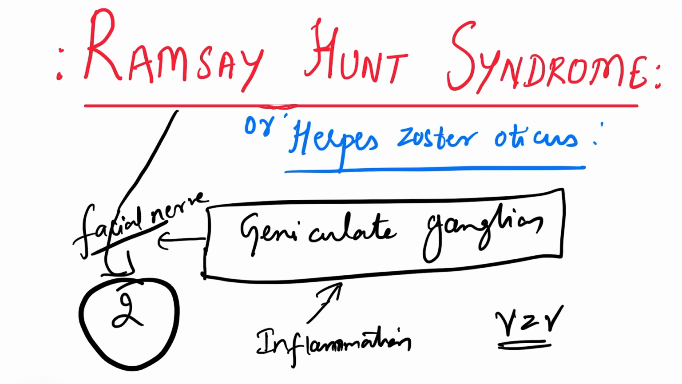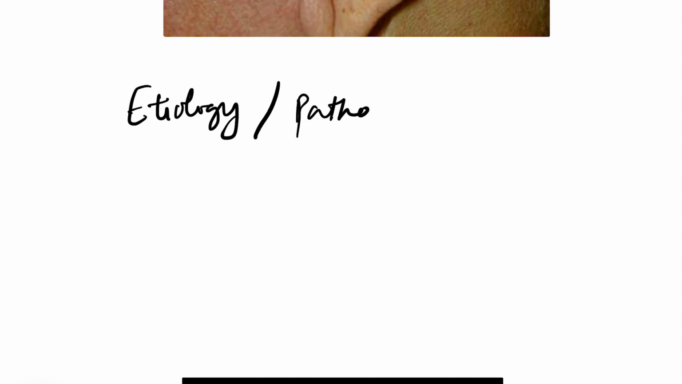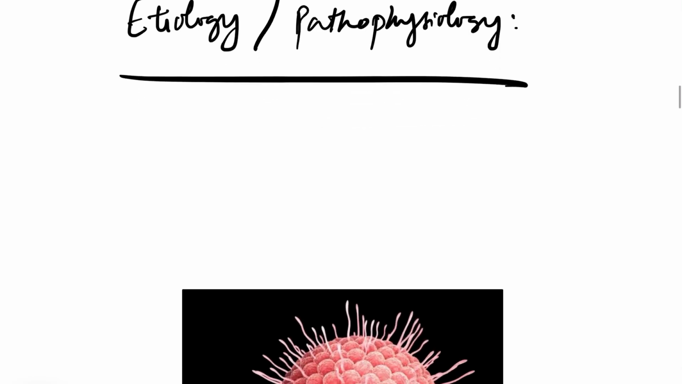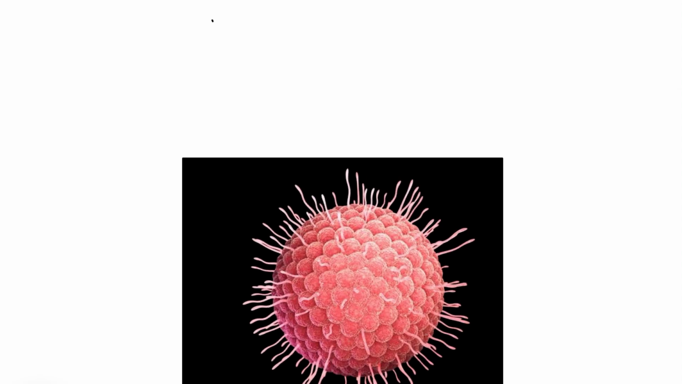Okay, so after knowing this, let us discuss some pathophysiology, then we'll discuss the signs and symptoms, why exactly this disorder will occur. Let us discuss the etiology or pathophysiology. Etiology means cause, or pathophysiology, the mechanism of the disease process. We have already discussed in the definition that this disorder is caused by one virus. The name of that virus is varicella zoster virus.